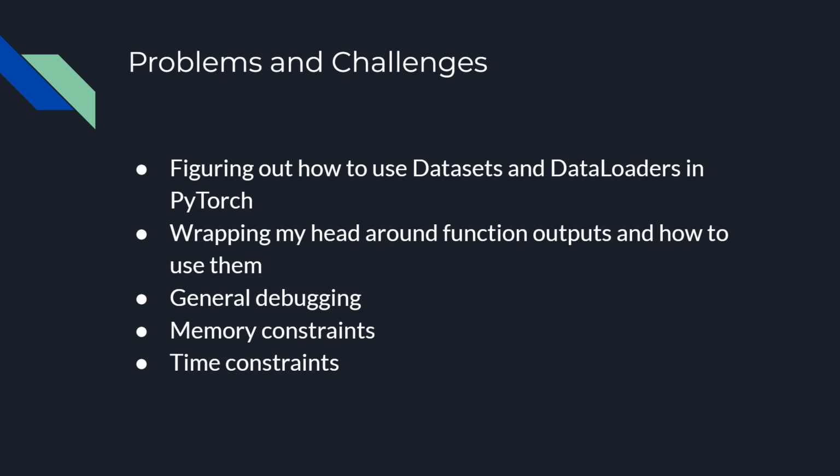Wrapping my head around some of the function outputs for different things. For example, the BERT tokenizer outputs input IDs and attention masks and things like that for the BERT model to then use. And wrapping my head around how the output's formatted, how I can access different pieces of it. It took some time, more than it probably should have, just due to finding the documentation that made sense to me.